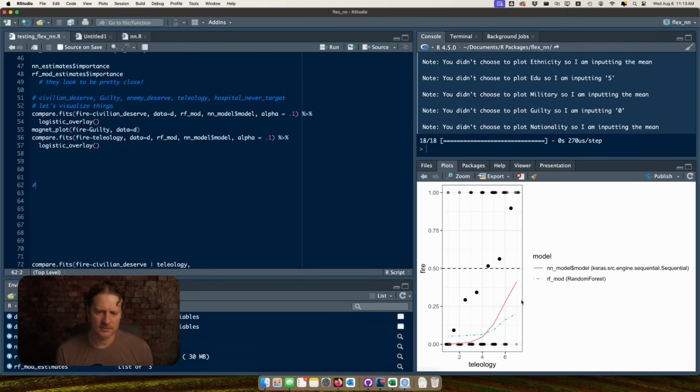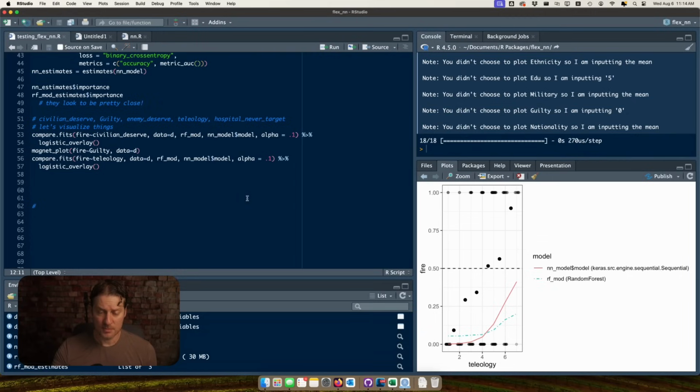And the model is predicting very different from that. Why is that predicting very different from that? Well, what it's doing is it is holding everything else constant. So it is assuming that all the other variables are at their mean. But that may not be the case. Whereas what the model is doing is it is assuming that teleology changes while everything else is held constant.